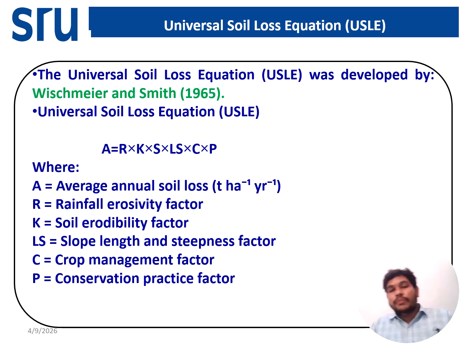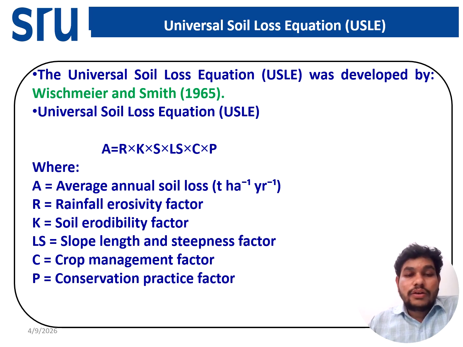Then how to measure soil erosion? What are the different equations available? The most famous equation is the Wischmeier and Smith equation. This is the Universal Soil Loss Equation we use for water erosion. Here A = R K LS C P. A is the average annual soil loss, in tons per hectare per year.